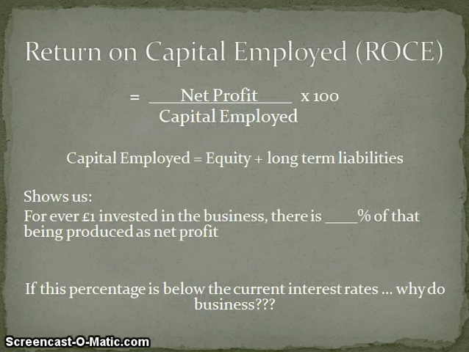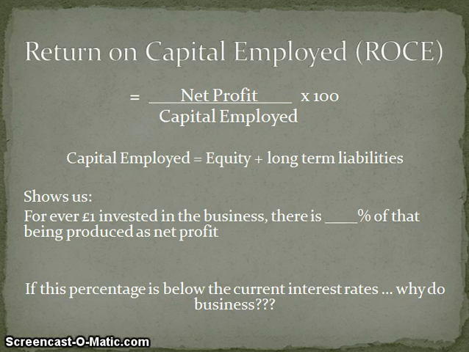Finally, our last formula in this section is what we call return on capital employed, or ROCE for short. This formula is separate from the other ones that we were looking at, and our calculation is our net profit, so how much profit we made this year, divided by something that we call capital employed, and then times by 100.